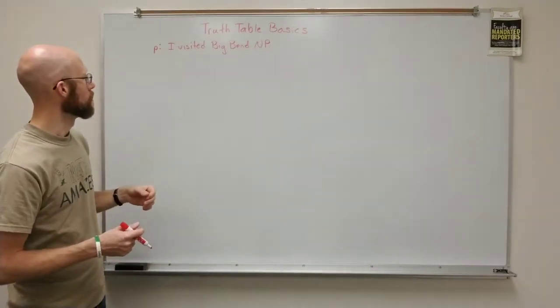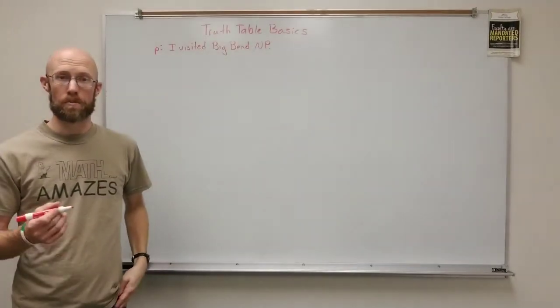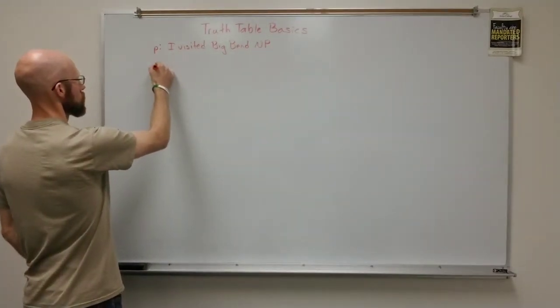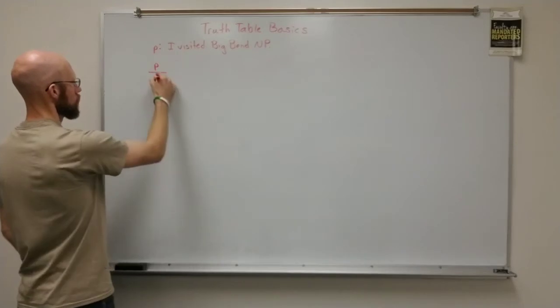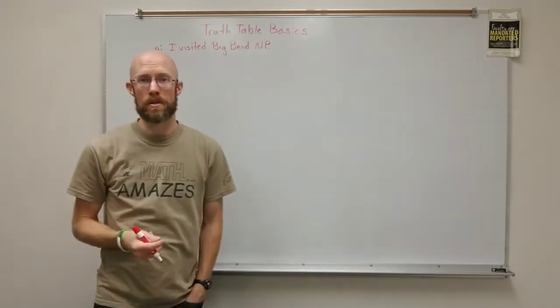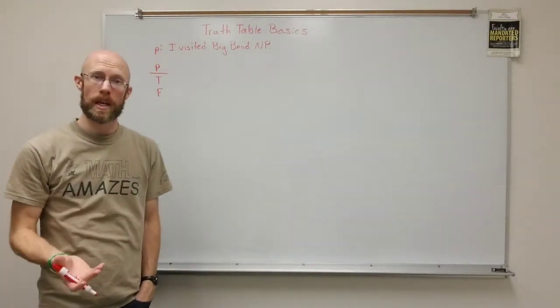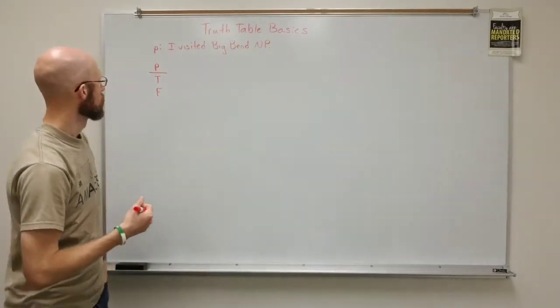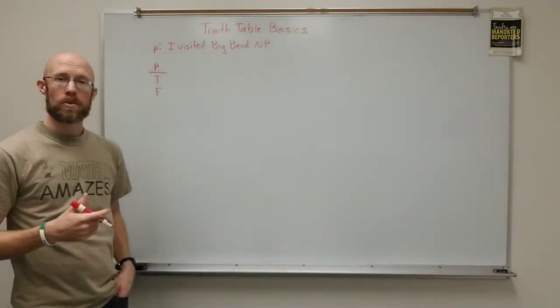So we have two options for P. In table form, here's P. It could either be true or it could be false. Those are my two options. It can't be both and it can't be neither, in order for this to be a statement, which it is.